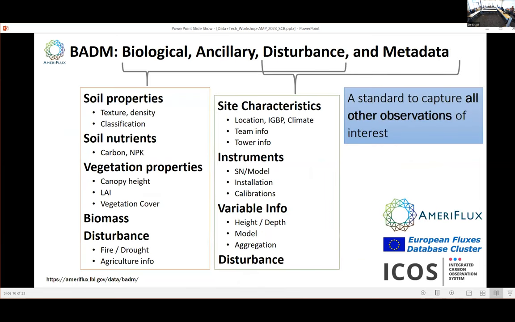And this is BADM, which is biological, ancillary, disturbance, and metadata. You measure different things, from where your site is located, what time zone you're using for timestamps, who's on the team, and what instruments are used. And then there are things like if you measure soil or vegetation, and those all fall under this umbrella.